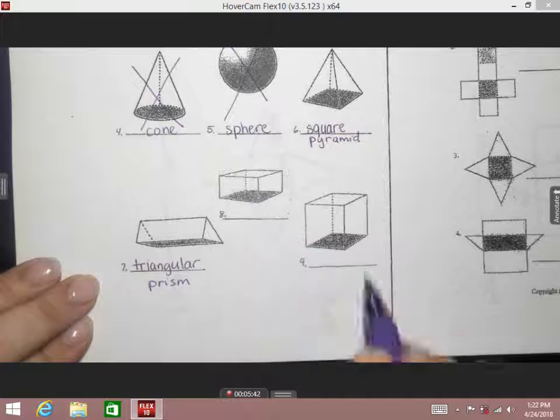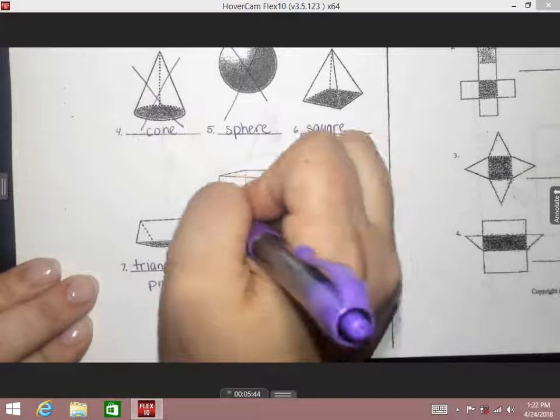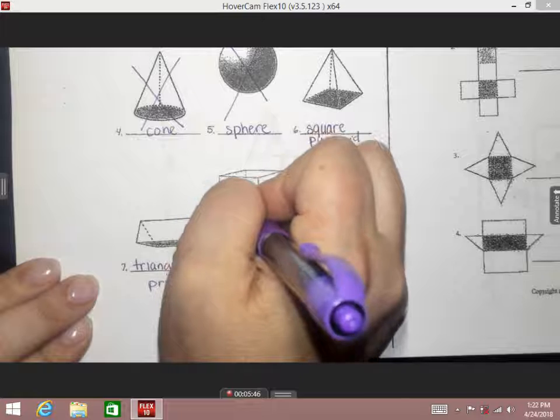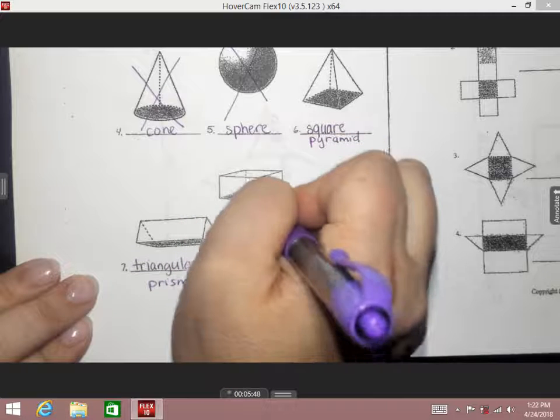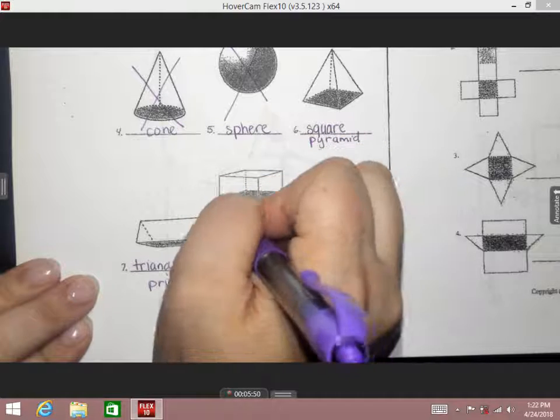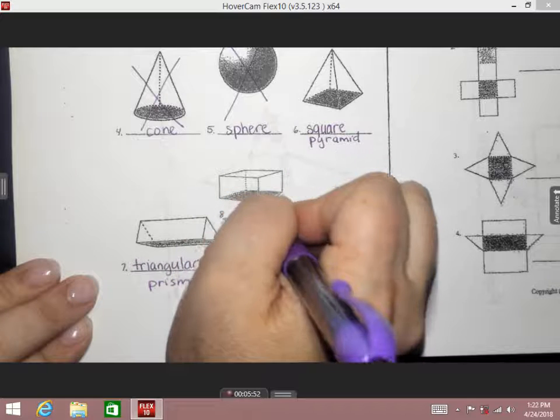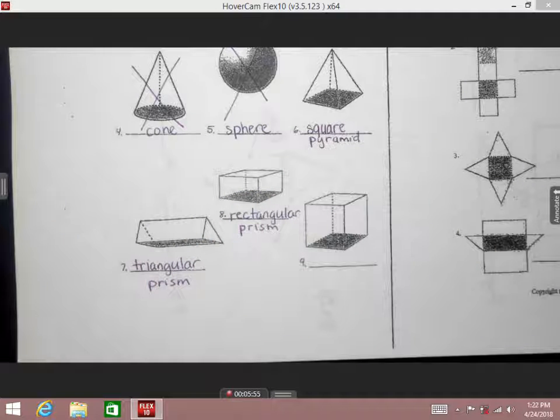Okay. So then again, we have some more prisms here. This right here is going to be a rectangular prism. All right, that's going to be a rectangular prism because of all the rectangles.